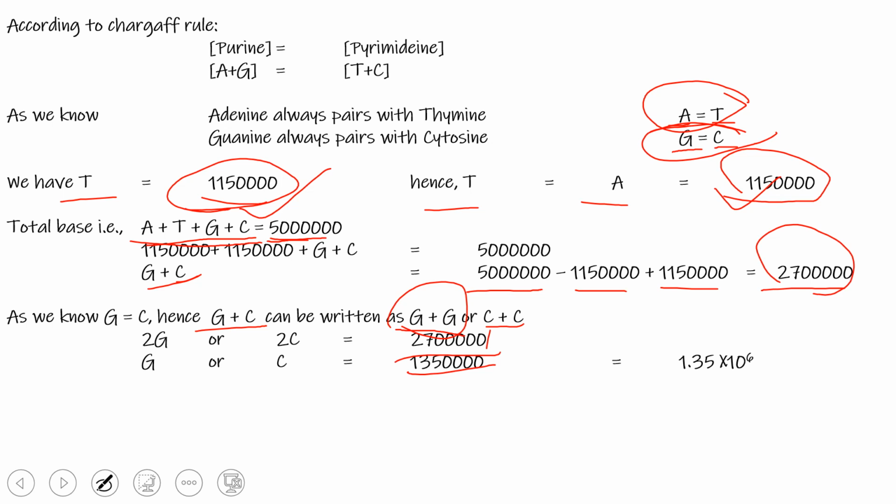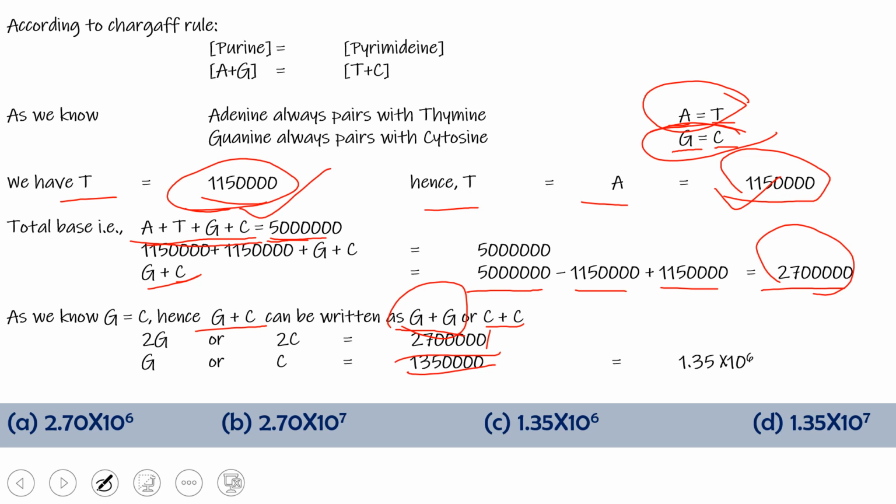So we had these options: 2.70 × 10^6, 2.7 × 10^7, 1.35 × 10^6, or 1.35 × 10^7. We have got this answer, so according to this, our answer is C. C is the correct answer.